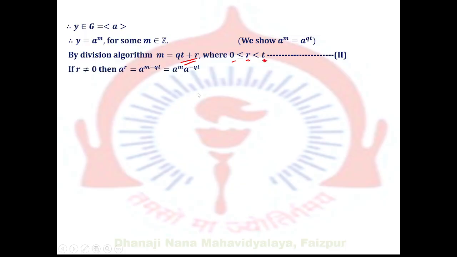If r is not equal to 0, then from this, the value of r is m minus qt. So a raised to r is equal to a raised to m minus qt, or a raised to m into a raised to minus qt. It can be written as a raised to m into a raised to t raised to minus q. But we know that a raised to m, which is equal to y, belongs to H, and a raised to t is also an element of H. So this product belongs to H. So here a raised to r is an element of H.